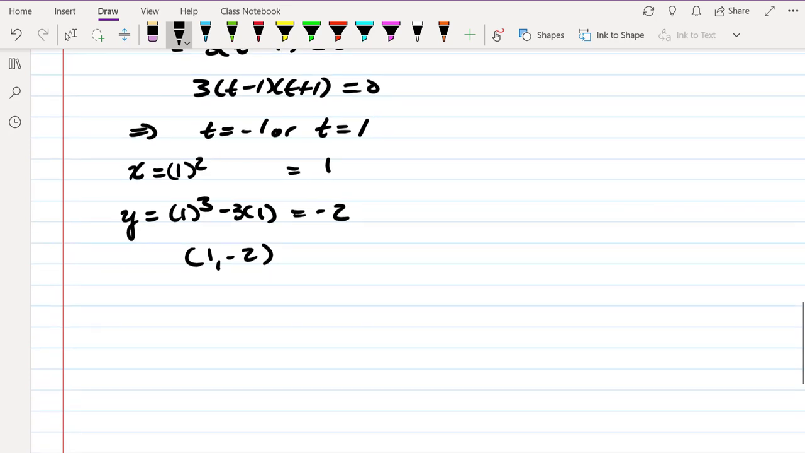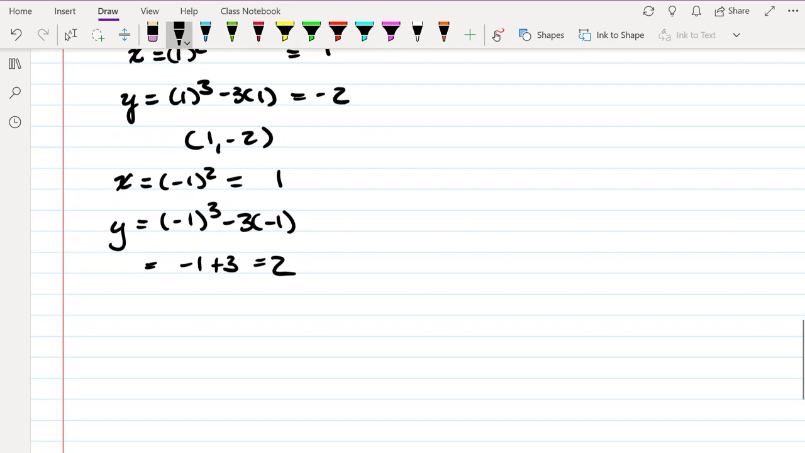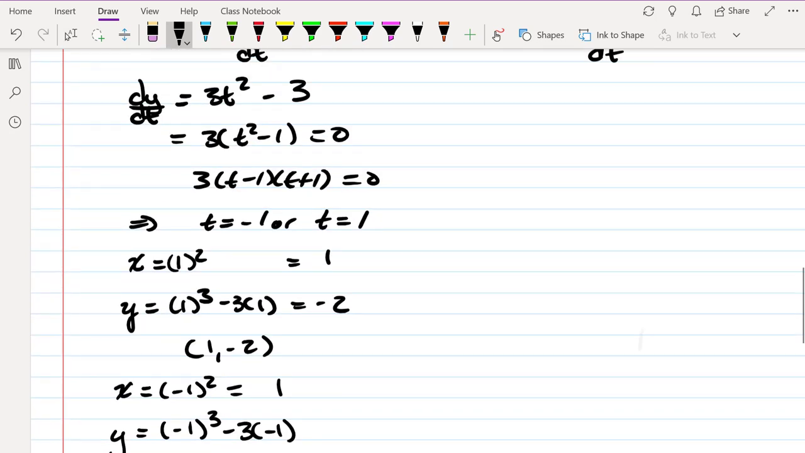If we put in -1, we're going to have x equals (-1) squared, which still gives us +1, and y equals (-1) cubed minus 3 times -1, which is going to be -1 plus 3, which is equal to +2. So then we would also have a horizontal tangent at the point (1, 2).